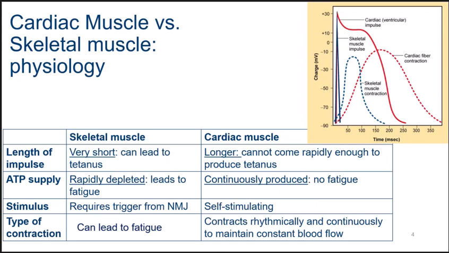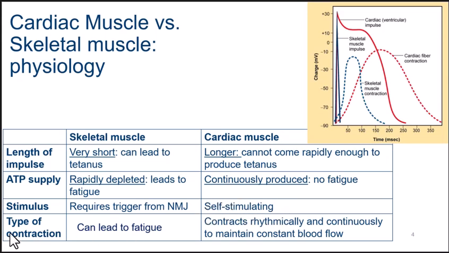Now, in terms of how the muscles receive their stimulus in order to contract, with skeletal muscle, it will require a trigger from what's called the neuromuscular junction. This is the junction between a nerve and a muscle, and that will be discussed in more detail in the nervous system lecture. But with cardiac muscle, it's self-stimulating, so it has its own ability within it to generate a stimulus or an impulse to send throughout the heart.